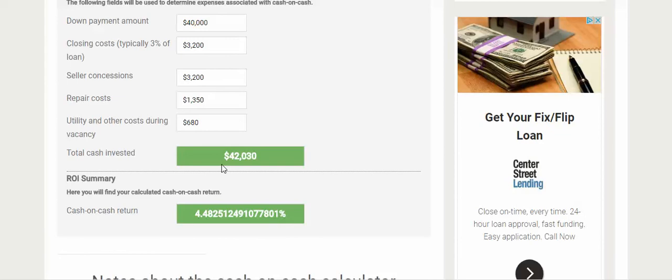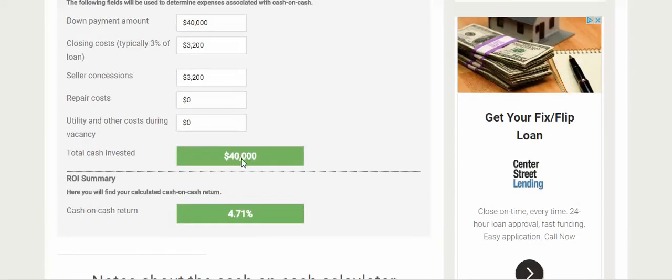Repair costs. I don't think it needs anything right now, because it's occupied, tenants in place. So we'll say 0 for now, but maybe later it'll need repair costs. But we have that maintenance built into our cash flow. Utilities and other costs during vacancy, that'll be 0 too because it's already rented. You can tell these costs will go up quite a bit if you're buying a property that needs work before you rent it. You're holding it for a while before it's rented.